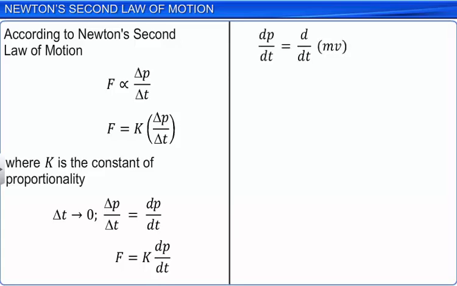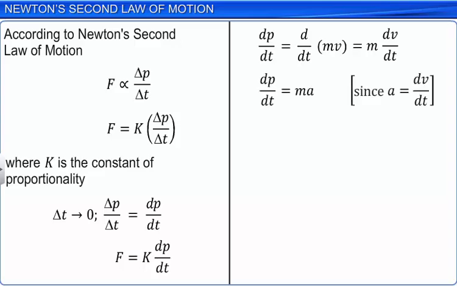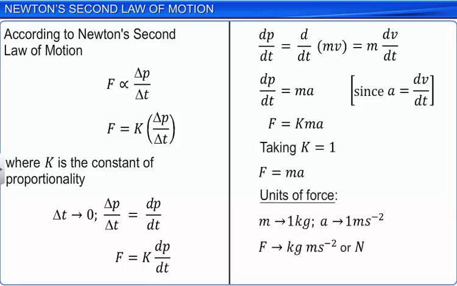Substituting p equals mv in dp by dt, we get dp by dt is equal to m dv by dt, or ma, since acceleration a is the rate of change of velocity v. Therefore, F is equal to kma, which defines Newton's second law of motion. By choosing the value of k as 1, we can define the unit of force in the SI system.